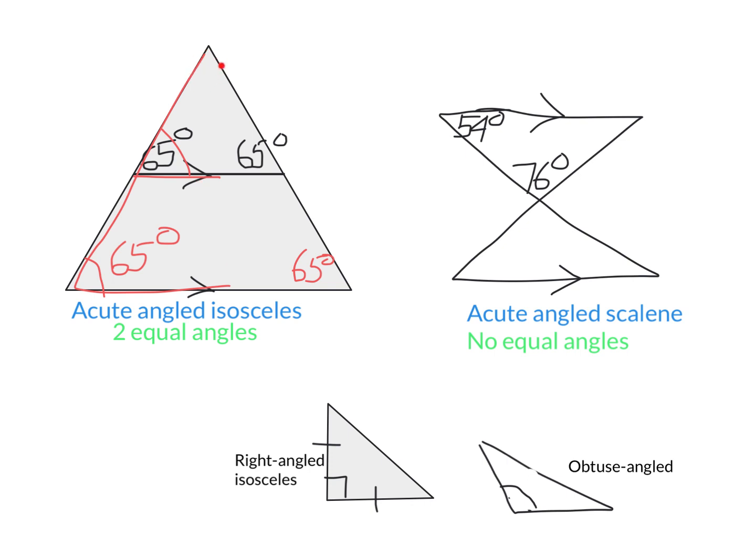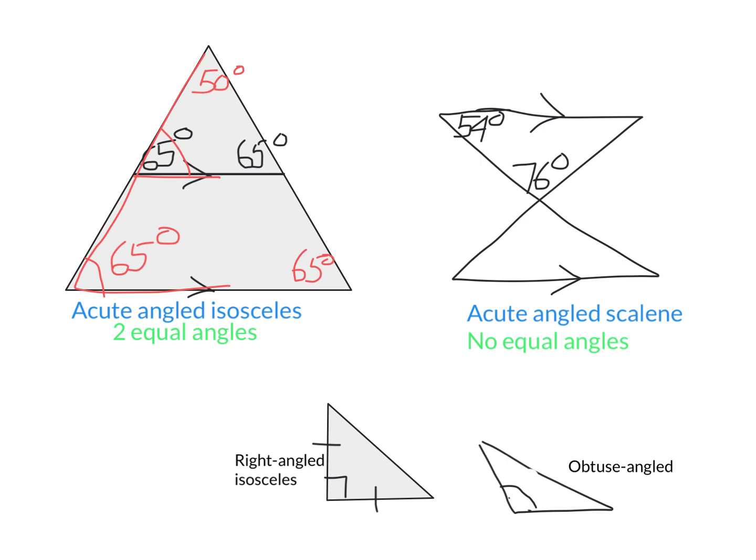So what about this angle here? Well, remember that the angles inside any triangle add to 180. 65 plus 65 is 130. You need 50 degrees more to get to 180. So that angle there is 50 degrees. So each of these triangles, smaller and larger, is an acute angled isosceles. They are acute angled because each of their angles is acute, below 90 degrees, and it's isosceles because it has two equal angles.